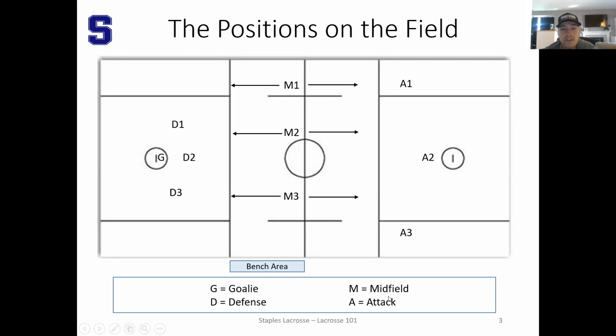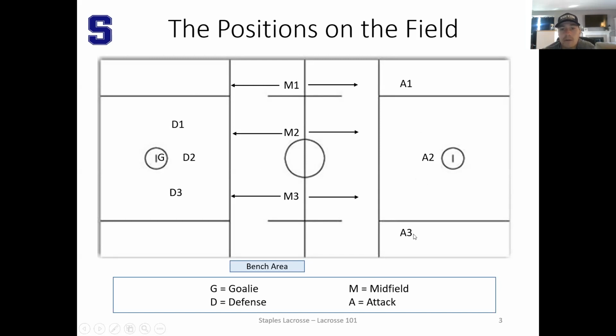M1, M2, M3. The M stands for midfield. These guys go up and down the field. They're allowed to cross the midline whenever they want, as long as there are three guys and a goalie on the back end of the field. But these are typically the guys that run up and down the field, going across the midline, right?